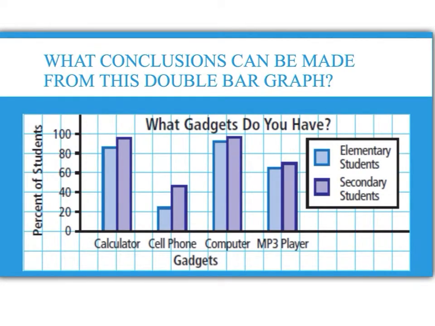Alright, today let's look at a double bar graph. So what conclusions can be made from this double bar graph? Well, let's look at it for a second. Let's see if there's anything that you notice. Maybe pause the video, make a few notes if there's anything that you notice about this graph.